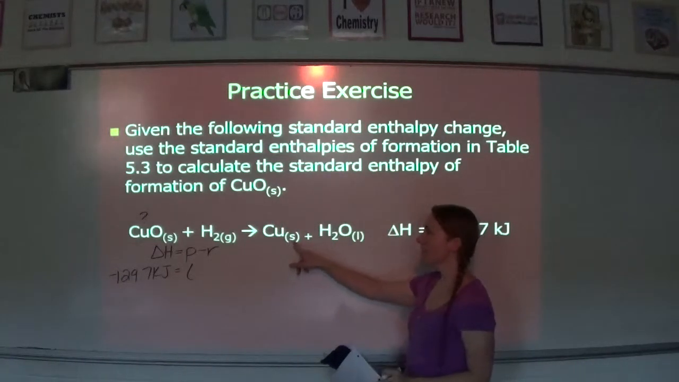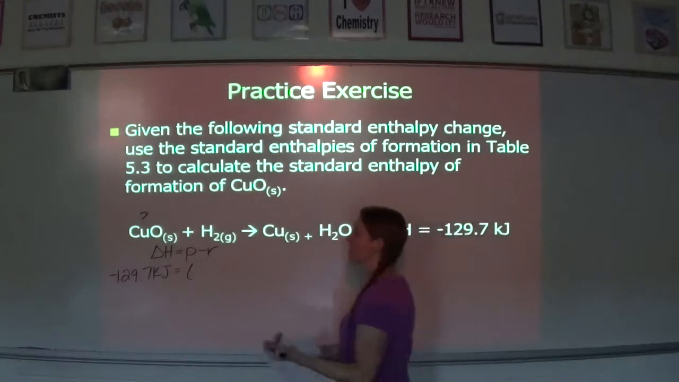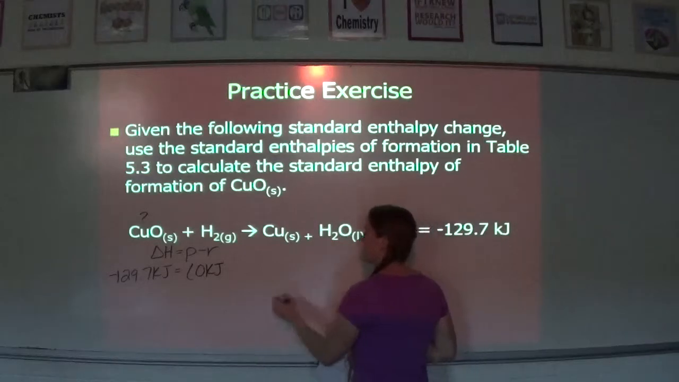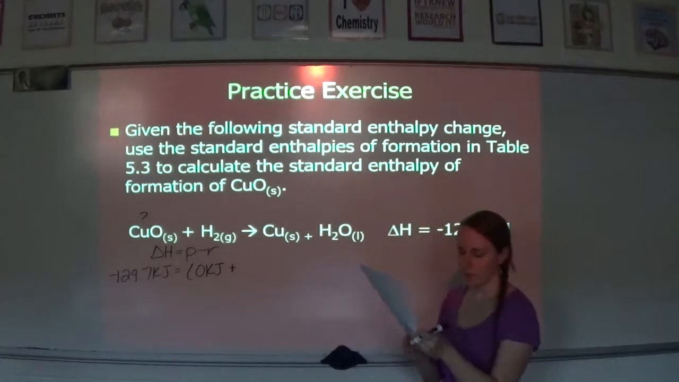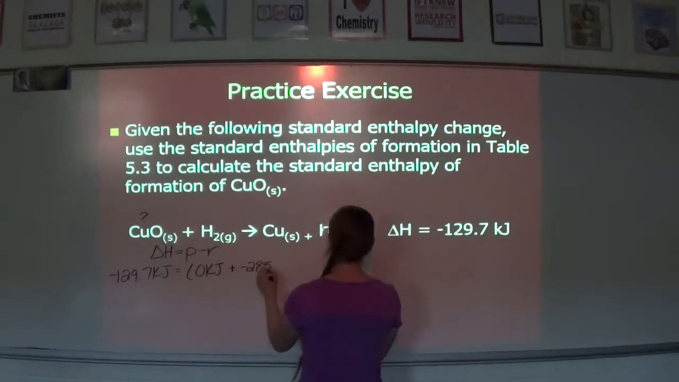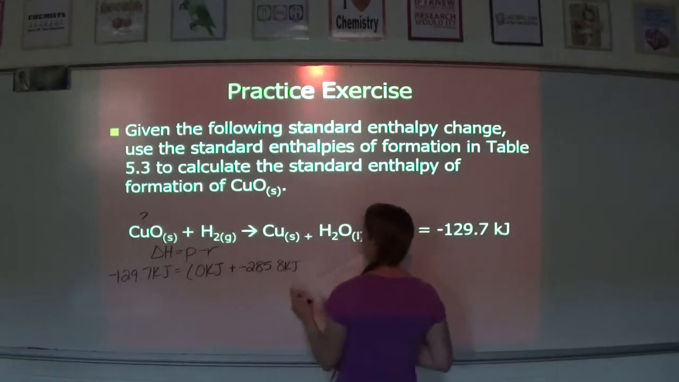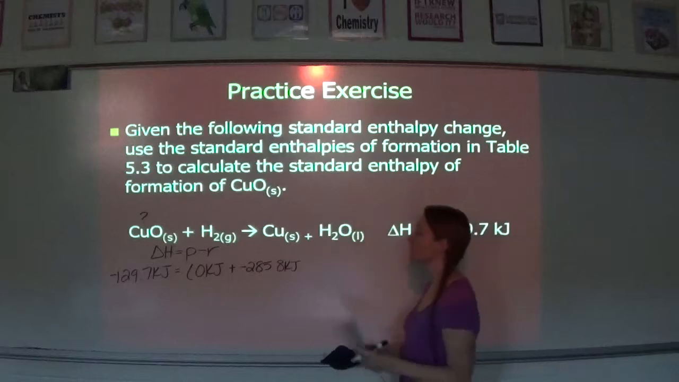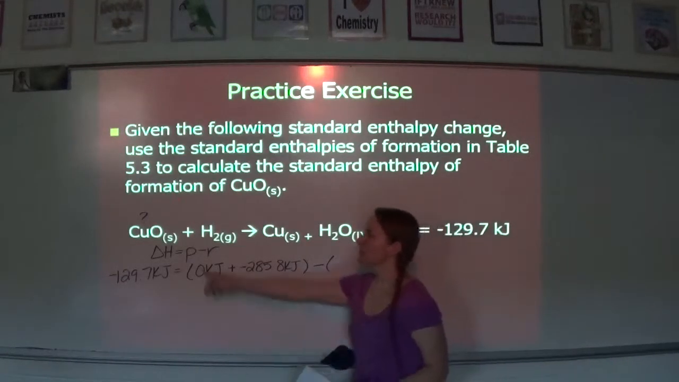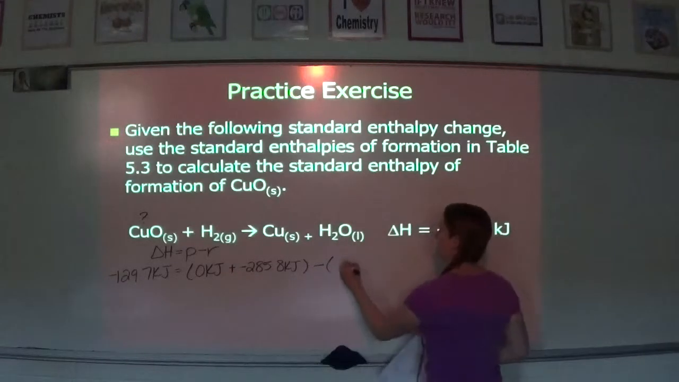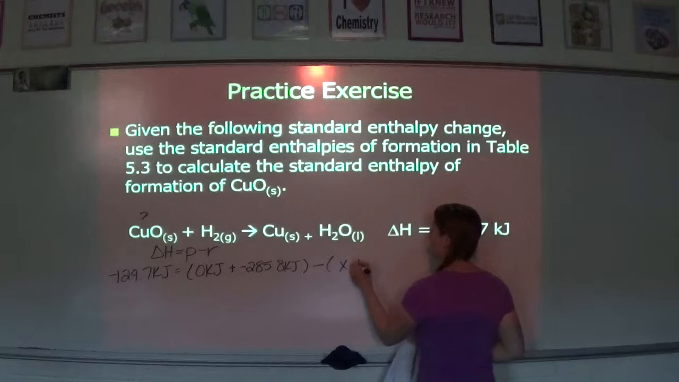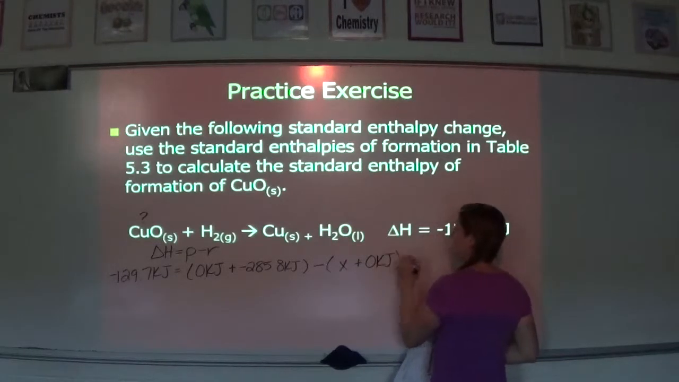So copper solid is its natural state. So it's going to be 0 kilojoules. That one's easy enough. Water liquid. So I'm going to look at my thermochemistry charts page. It is negative 285.8 kilojoules. And again, I didn't have to multiply anything because they're both coefficients of 1. All right, minus my reactants. So we don't know CuO, so I'm going to put in an X. And then H2 gas is its natural state, so 0 kilojoules.